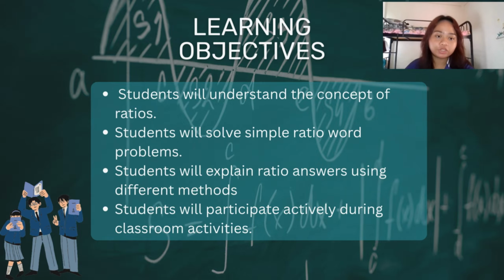So the learning objectives for this lesson are: first, students will understand the concept of ratio. Second, students will solve simple ratio word problems. Third, students will explain ratio answers using different methods. And the last one is students will participate actively during classroom activities.